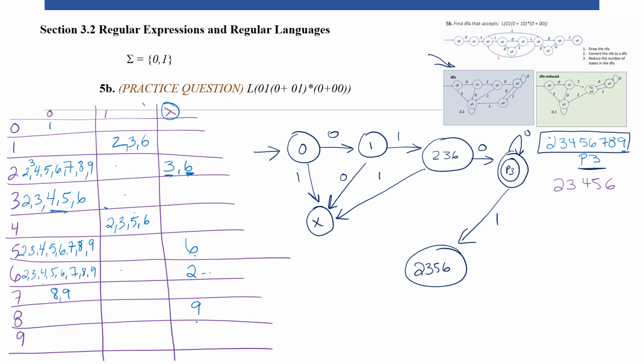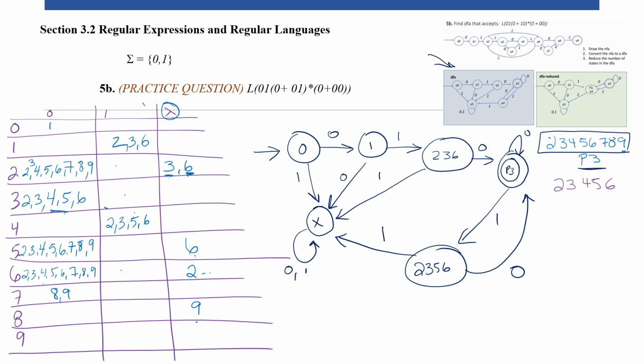All right, so now I have my state 2, 3, 5, 6. With a 0, I go back here. And from 2, 3, 5, and 6 with a 1, I'm going to go to the trap state. 1, 2, 3, 4, 5, 6. And then, of course, to be complete, because it's a DFA, I have to draw that.